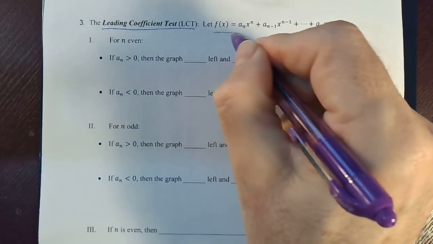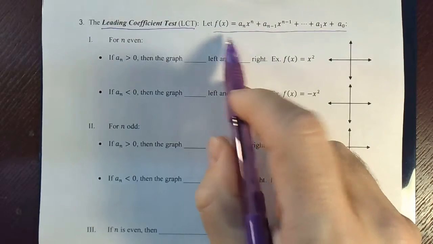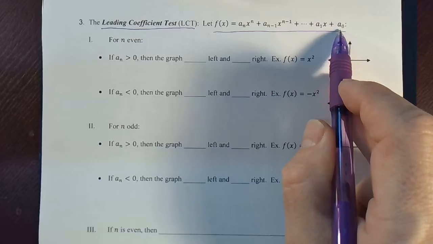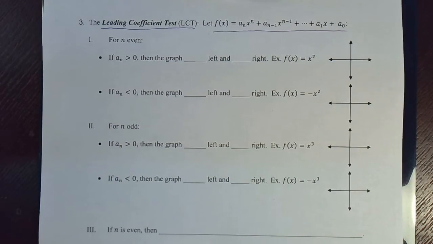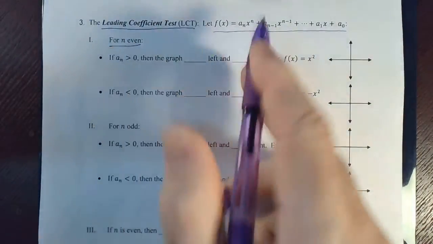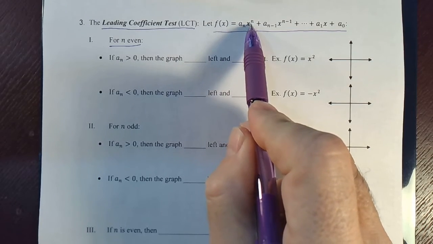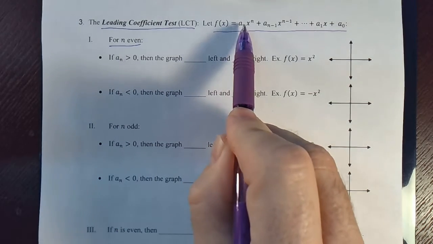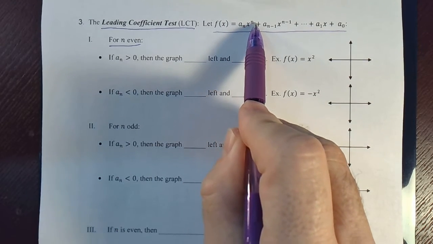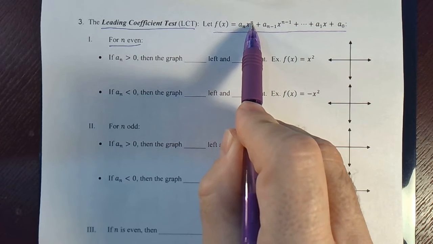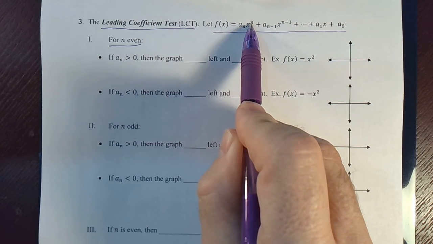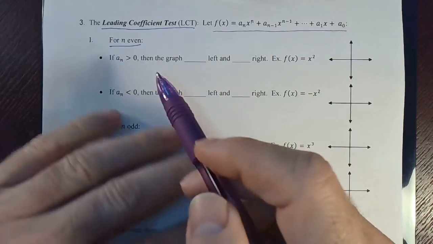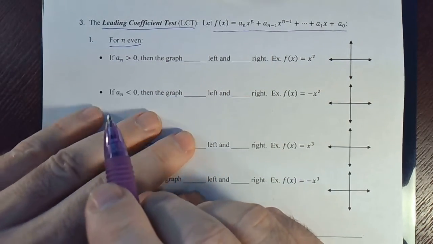So here's our polynomial. f of x is a_n x^n plus ... all the way down to a_0. We have two cases. If n is even, remember, n is the degree of the polynomial. a_n is the leading coefficient. It's this guy right here. So if n, the biggest exponent of the x, the degree of the polynomial, is even, then we've got two cases.